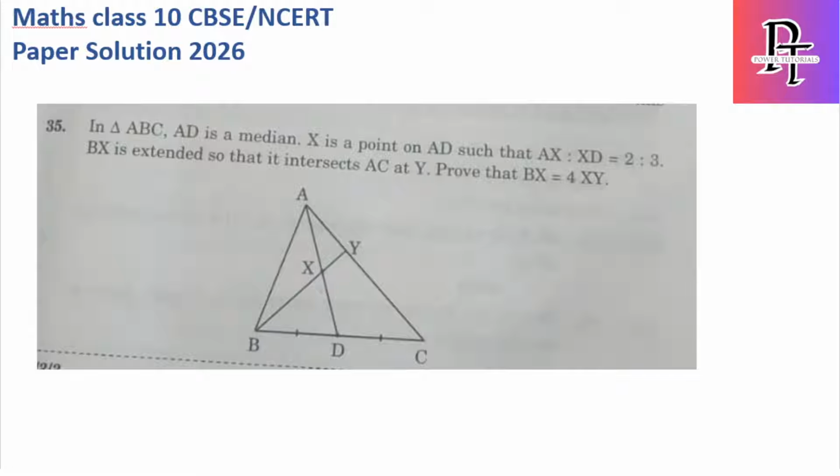In a triangle ABC, AD is the median, X is the point on AD such that AX to XD is 2:3. BX is extended so that it intercepts AC at Y. You have to prove BX is equal to 4XY.